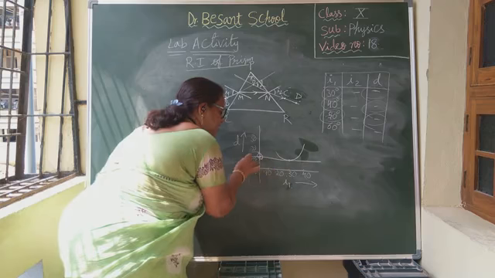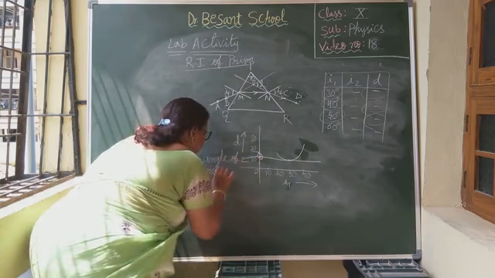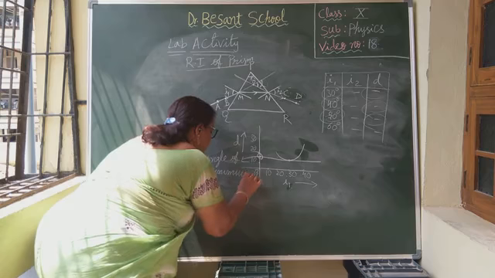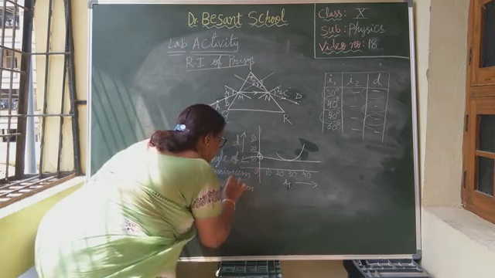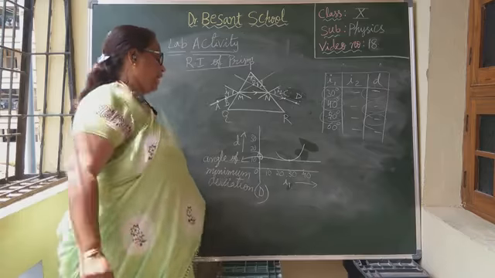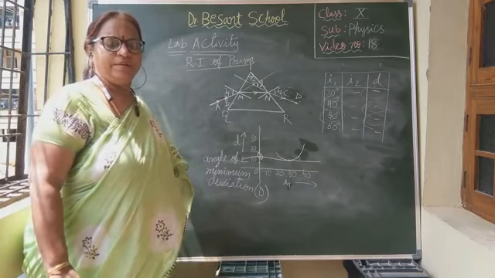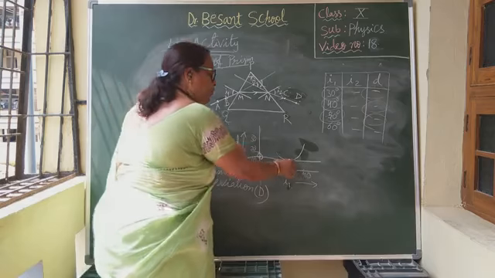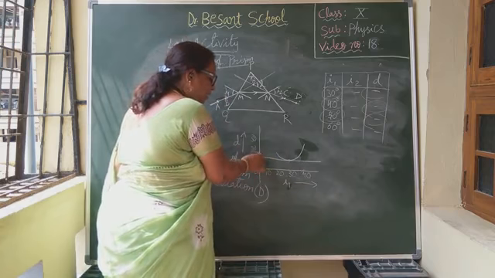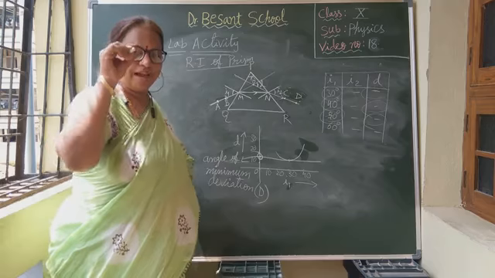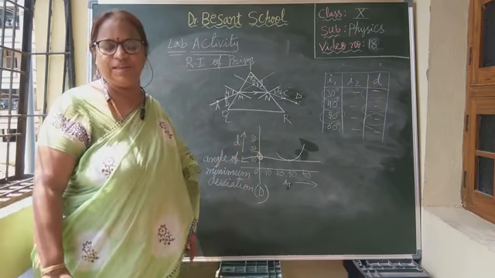This value gives the angle of minimum deviation. Angle of minimum deviation is represented with capital D. Angle of deviation is small d. Angle of minimum deviation is capital D. Clear, children? At the lower point of the curve, draw a tangent parallel to the x-axis which meets a point on the y-axis. That value on the y-axis where this tangent is meeting is the angle of minimum deviation.